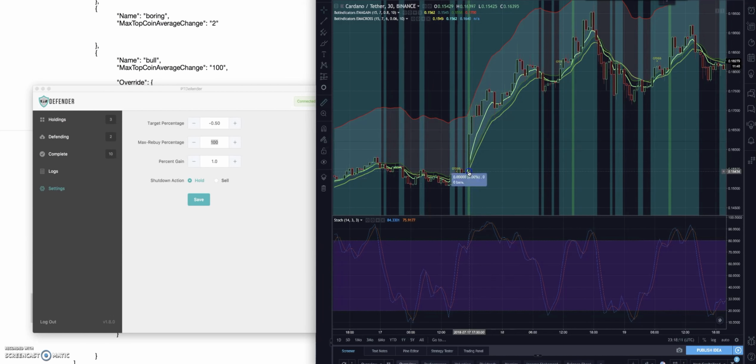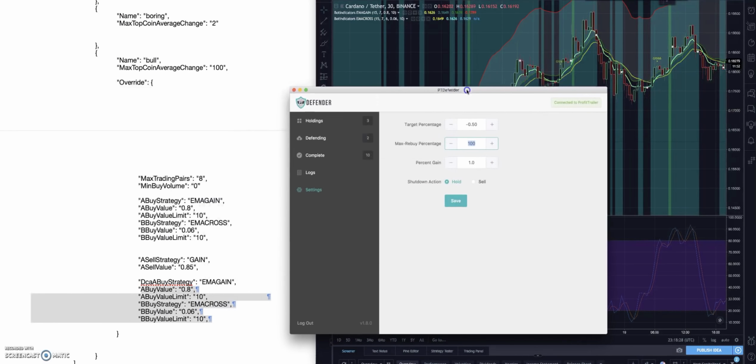So that's why I think this is super powerful: play the market to your advantage. Use these big green candles and try to ride the wave, and then let profit trailer, trailing buy and trailing profit, do the rest for you, especially the trailing profit. Once it starts to dip, let profit trailer sell it. So your trailing profit settings are really important.